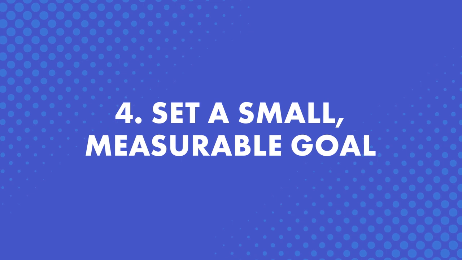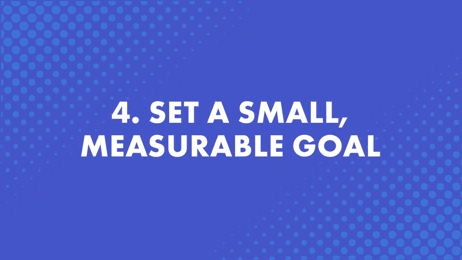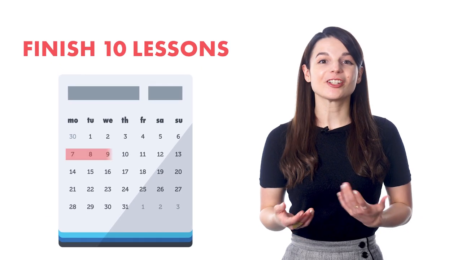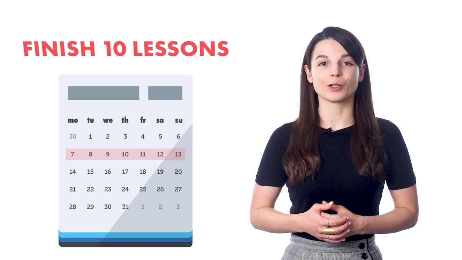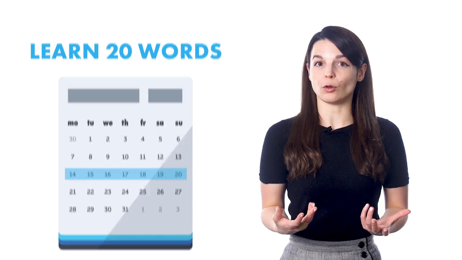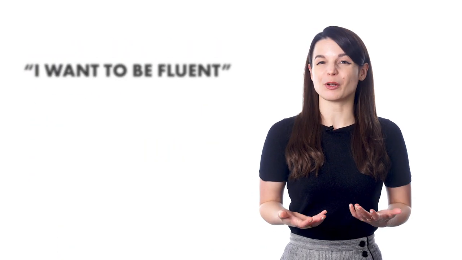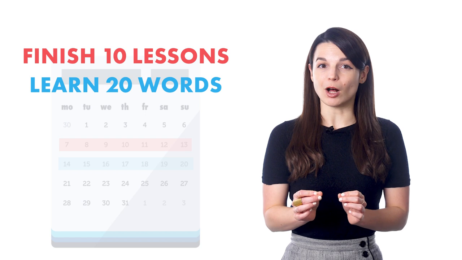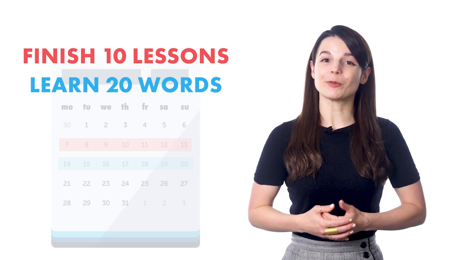Number 4. Set a small, measurable goal. For example, finish 10 lessons in 1 week or learn 20 words in a week. Most people give up because they have a vague goal, like I want to be fluent, that they don't know how to reach. But if you aim small and make it measurable, you'll have a much better chance of reaching it. Your goal is to learn 20 words, and you know 17 already. Because you know how close you are, you're more motivated to close the gap and reach your goal.